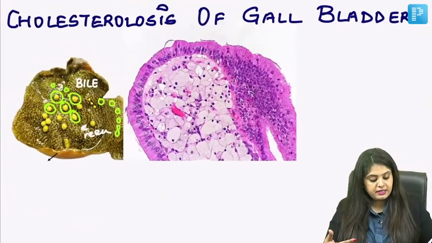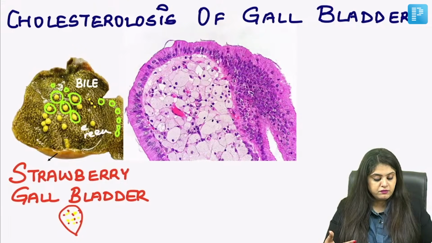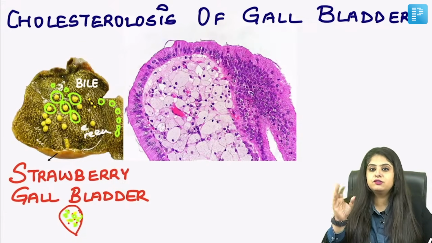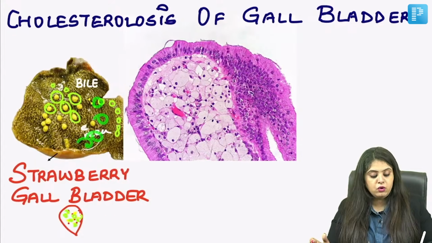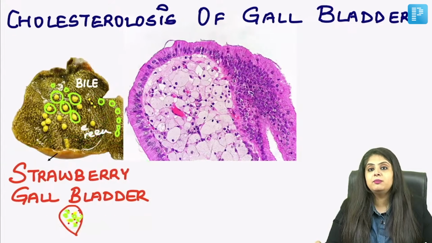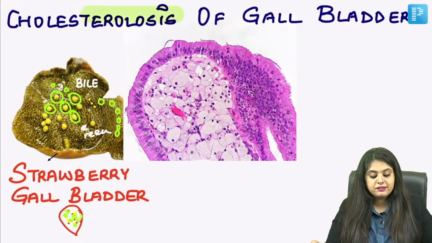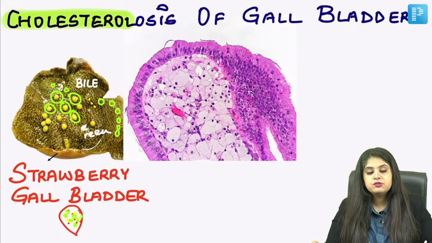So can I compare this with a strawberry? Because what we see on top of a strawberry, there are always those yellow color dots, if you've seen a strawberry, which of course you have. So like those yellow dots, the gallbladder is looking like a strawberry gallbladder, and this is known as cholesterolosis of the gallbladder, because look at this, cholesterol going in the gallbladder, which is going to be strawberry gallbladder.